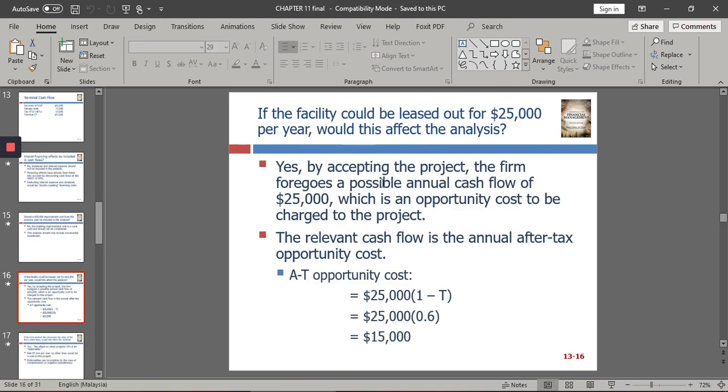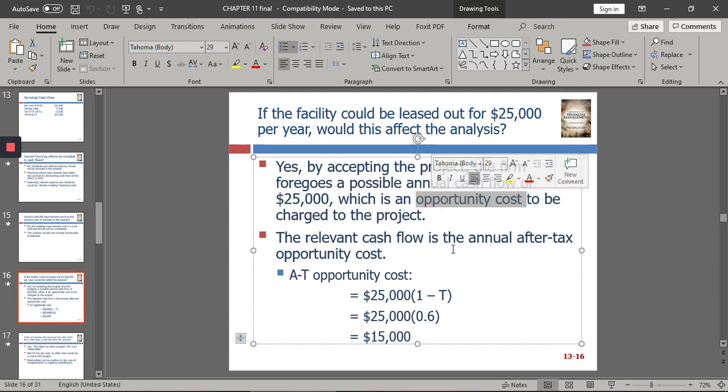So yes, by accepting the project, the firm forgoes the possible annual cash flow of 25,000, which is the opportunity cost. Alright, so you take the 25,000 minus the tax, so your net opportunity cost is 15,000. So you include that in your cash flow calculation as well.